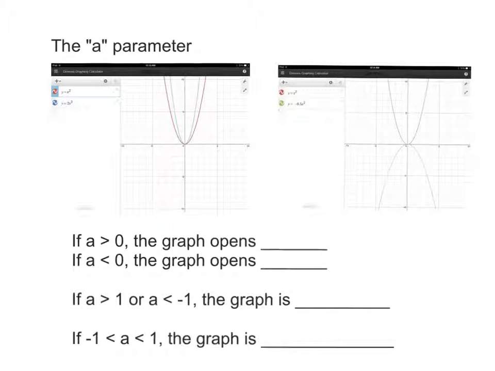In the second one, I've changed the a value to -1/2. And that does two things. It makes it open down instead of up, and it looks wider. So this is the information that you need, what we're going to fill in here. If a is greater than 0, which means a positive number, the graph opens, what goes in that blank? Up. If a is greater than 0, the graph opens up. If a is less than 0, which means it's a negative number, the graph opens down.